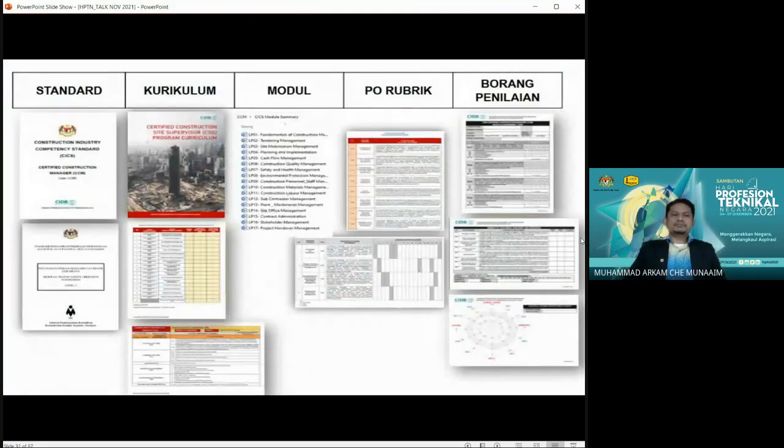Okay, these are the documents I mentioned. We have the standard curriculum, module, rubric, as well as the borang-borang penilaian, or the assessment form. So this standard and the complete paperwork are developed and maintained by CIDB in order to produce one single construction personnel that is accredited by the board through this system.